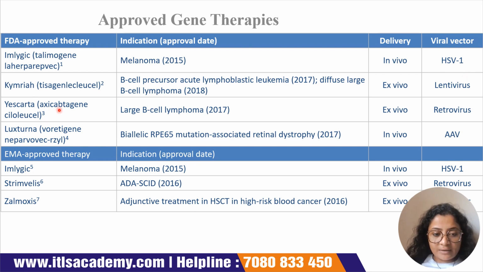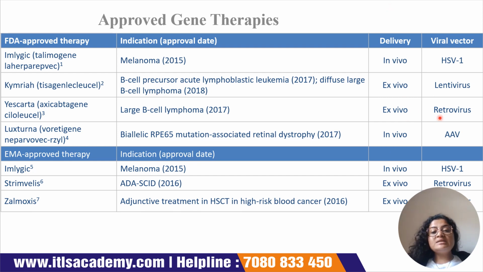Then we have Kymriah. Kymriah will be indicated in case of B cell precursor acute lymphoblastic leukemia, that is ALL. Again, approval date will be 2017, and it's also used in case of large B cell lymphoma, which was approved in 2018. Delivery route will be ex vivo, and viral vector will be lentivirus.